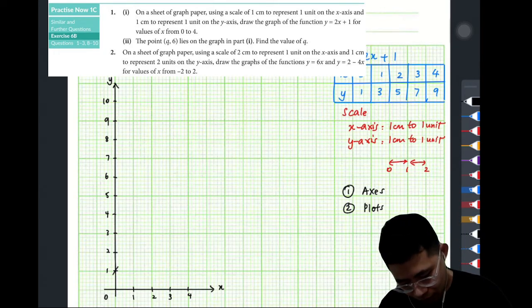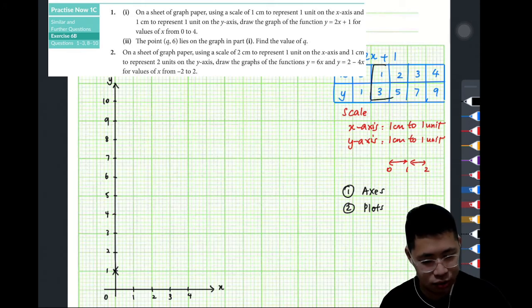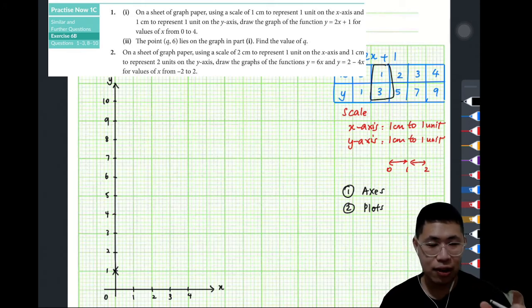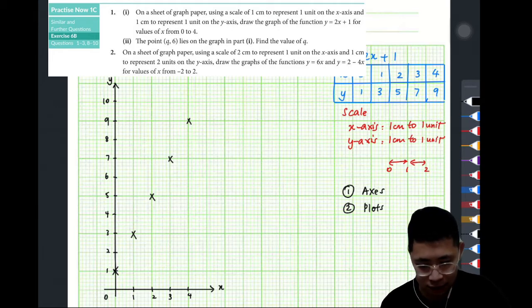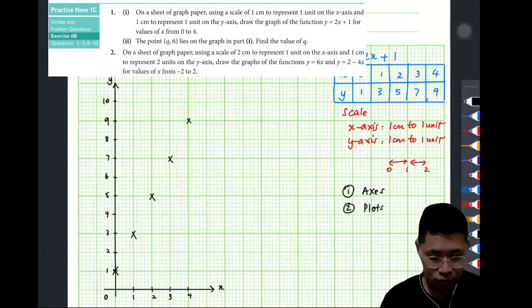So 0 1 is over here. Next one, 1 and 3, so this is a set of values linking x and y. So when x is 1, y is 3, so the coordinate will be 1 3, 2 5 respectively, 3 7, 4 9. And by a quick glance you can actually see that these crosses form a straight line.